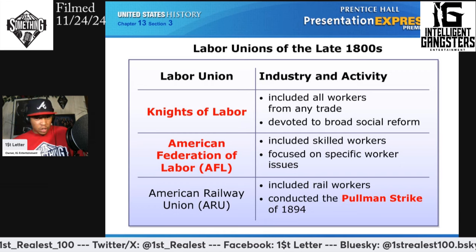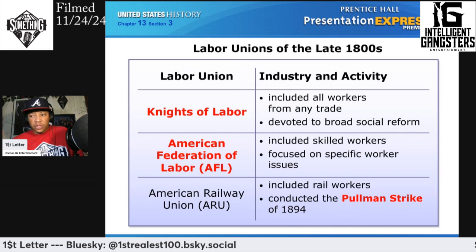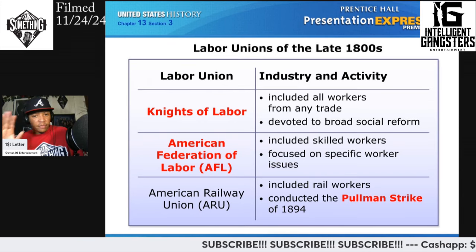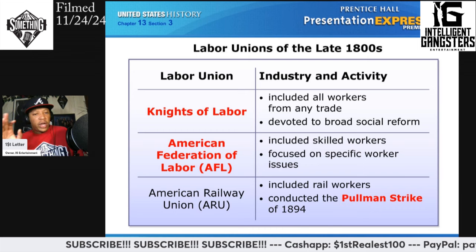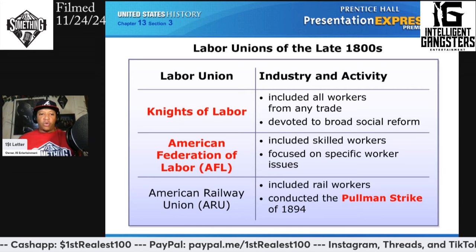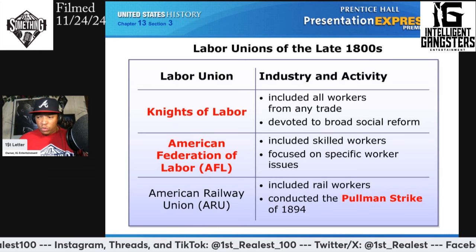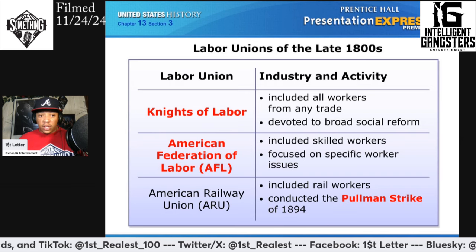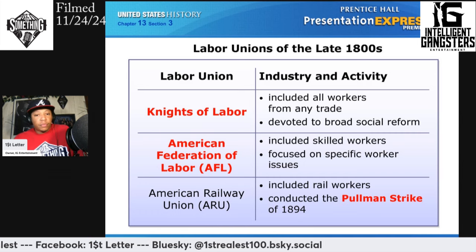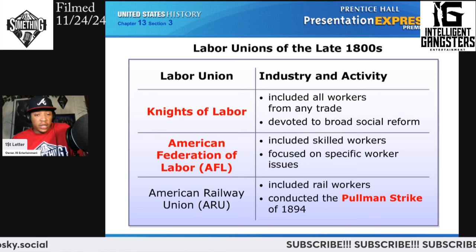So if you were in the Knights of Labor, that included all workers from any trade, very diverse in terms of skill and type of jobs. AFL, skilled workers, focusing on specific worker issues. The American Railway Union, ARU, included rail workers. And remember, as we talked about in the first lesson, the railroads were game changing in America. So you definitely needed these railway workers. For real. And they knew that. And that's why they conducted the Pullman strike of 1894.